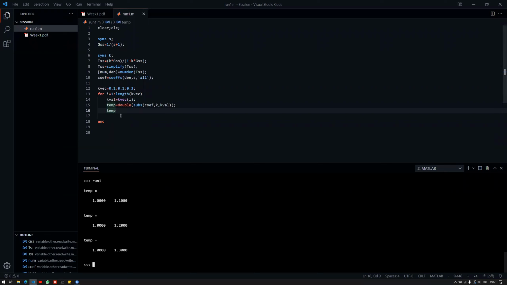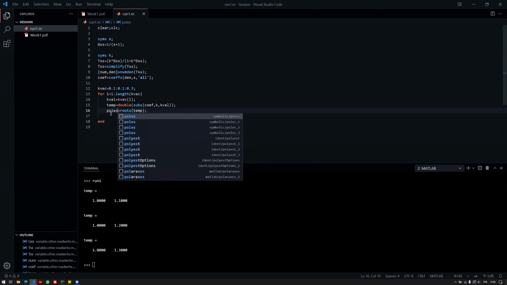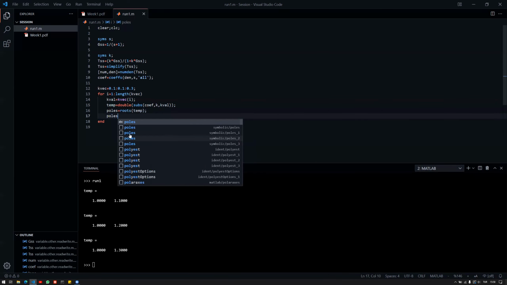Now, what's left is that I need to calculate the roots of this polynomial coefficient vector, because what this means is that I have s plus 1.1, and then the second one is 1.2, and the next one is 1.3, which is expected. So if I have a vector that corresponds to the coefficients of a polynomial, then I can use this function roots, which accepts a vector and calculates the poles. Let's call this poles. So this is one way of doing it.